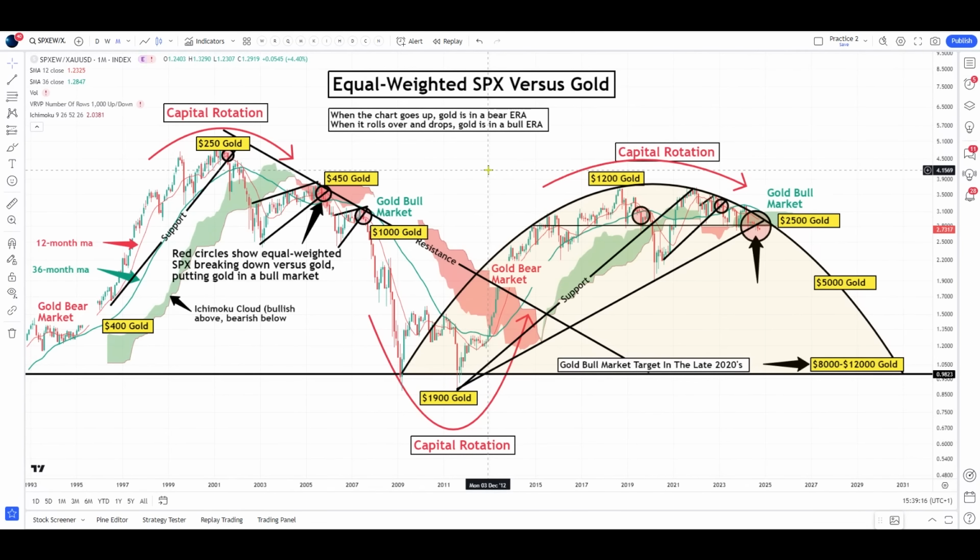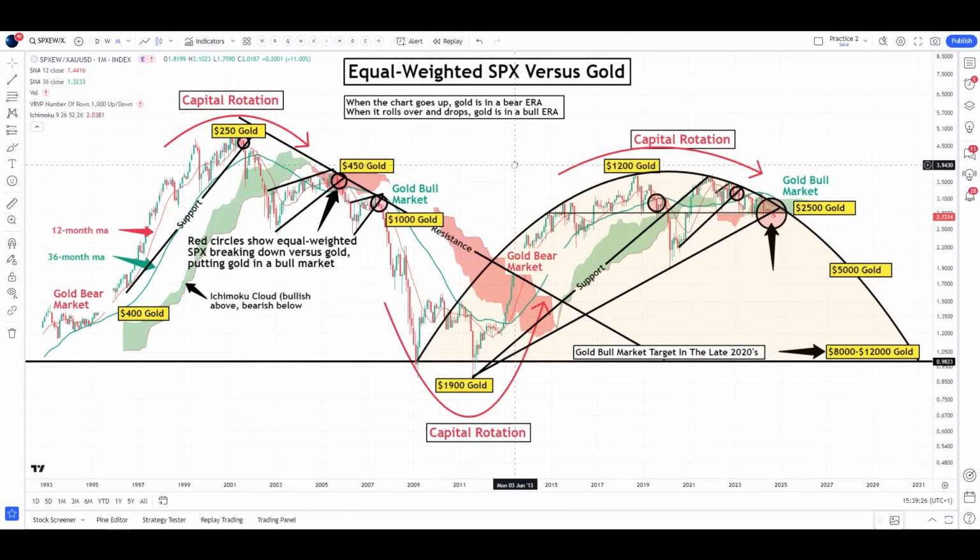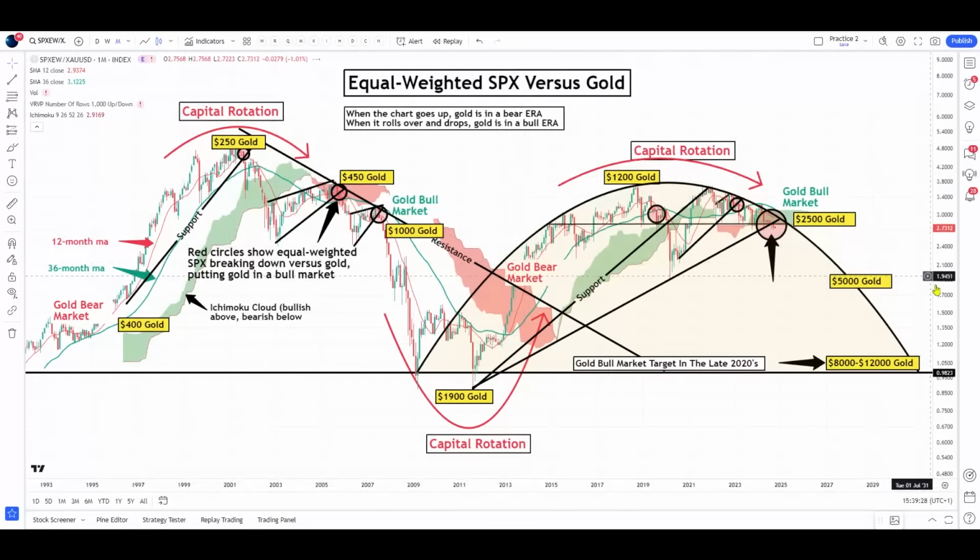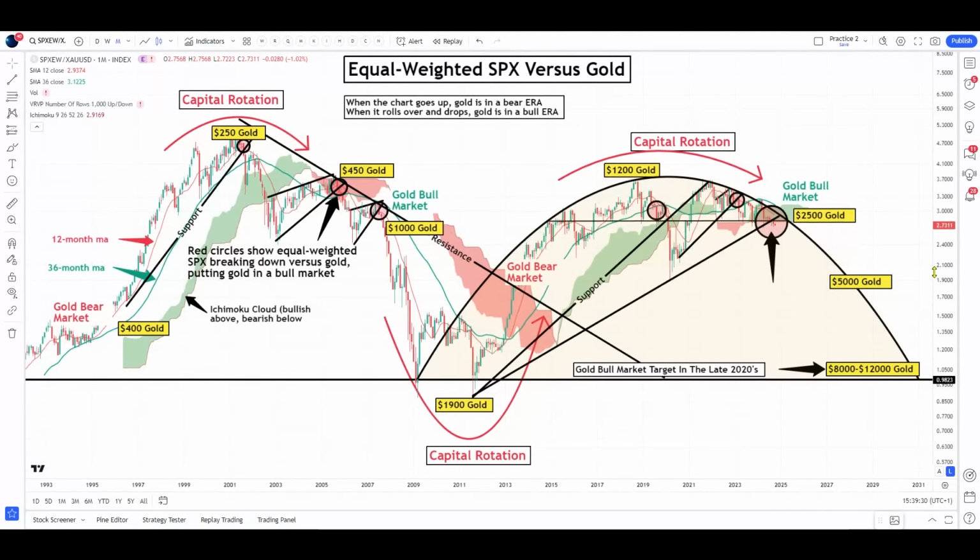So you're stripping away the fact that some of those companies are multi-billion or multi-trillion dollar companies, and just putting them all on an even, flat playing field, giving them all equal weighting. When the chart's going up, the equal weighted SPX is outperforming gold. When the chart's moving down, then gold is outperforming the equal weighted S&P.